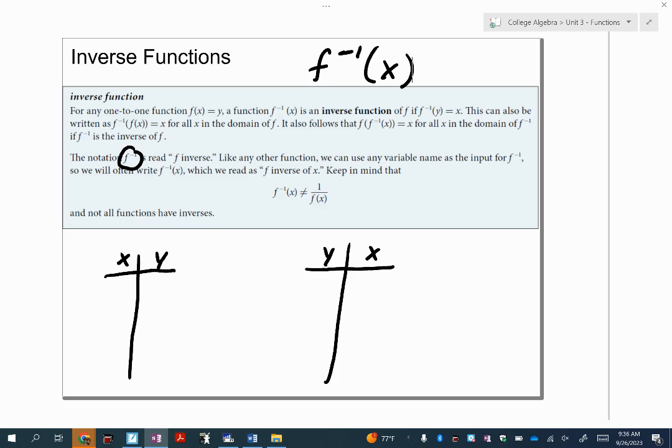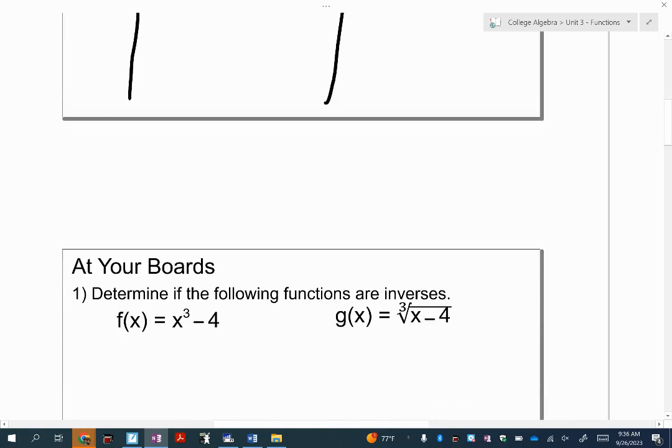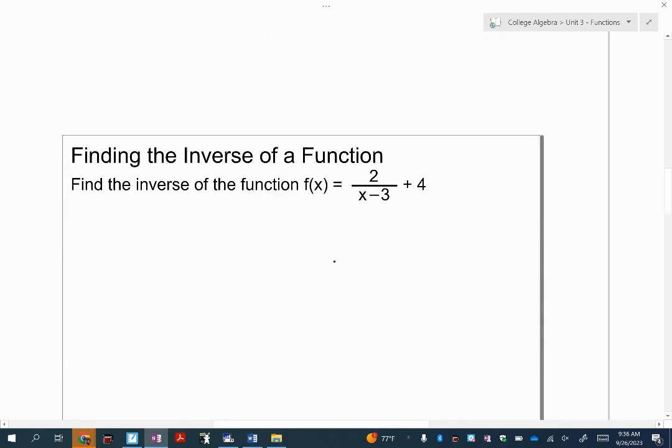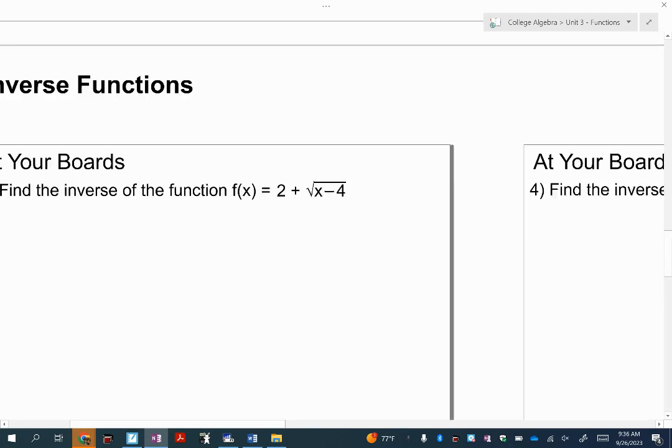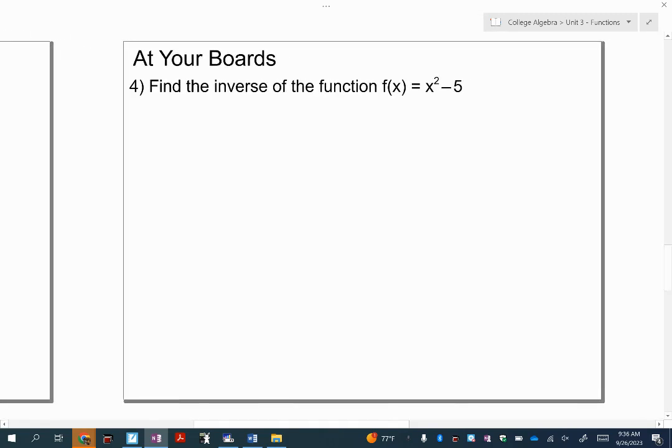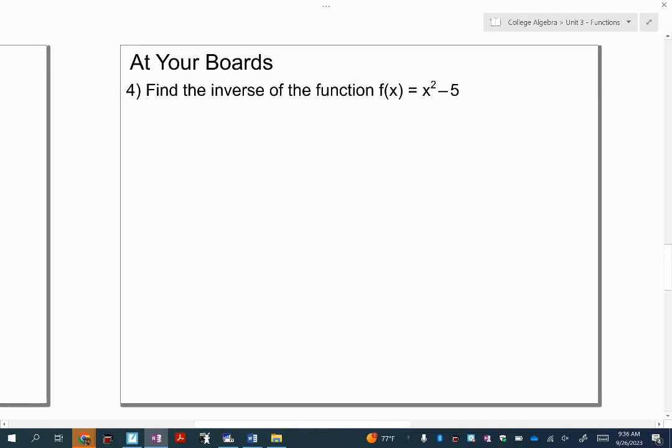All right. So this is what I'm talking about. This is the inverse notation. Okay. So let's do a couple together, and then I'll let you guys practice on your own. So I'm going to skip a few. Can you flip to the other page where it says at your boards number 4? Give me a second. It's coming. There it is. Okay. So we're going to find the inverse of this function.